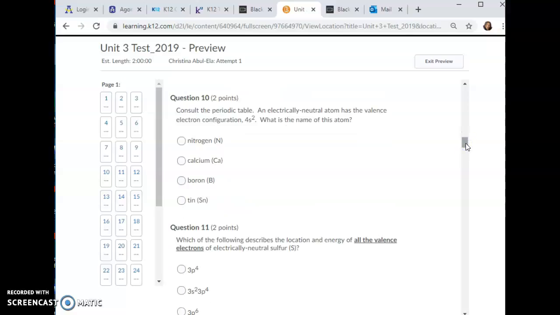Question 10. Consult the periodic table. An electrically neutral atom has the valence electron configuration of 4s2. What is the name of this atom? Nitrogen, calcium, boron, tin.